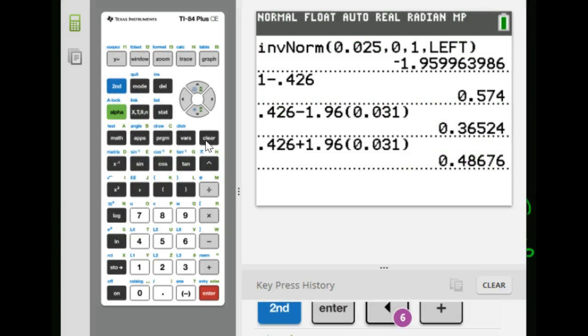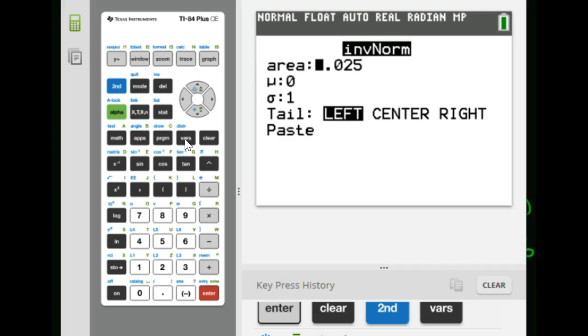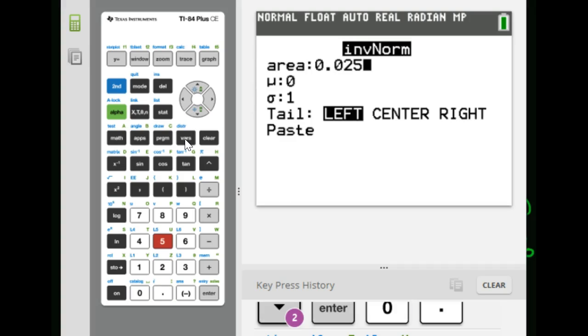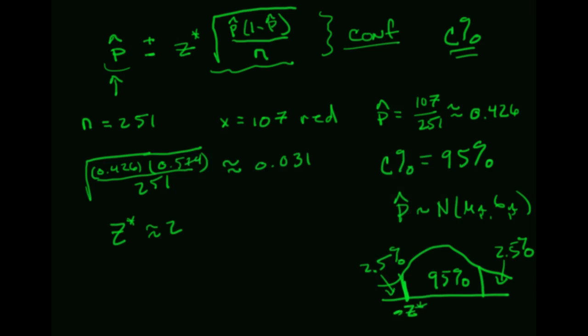I just grab my calculator and go second, invert norm. What is 0.025? 0 and 1, because those are z-scores: mean of 0, standard deviation of 1, and use the left tail. That's going to give me a negative value, and that's okay. But the negative value is 1.96. So the real z star is much closer to 1.96. If you don't have a calculator handy, you could use 2 for 95% because it's really, really close. But the actual number is 1.96.